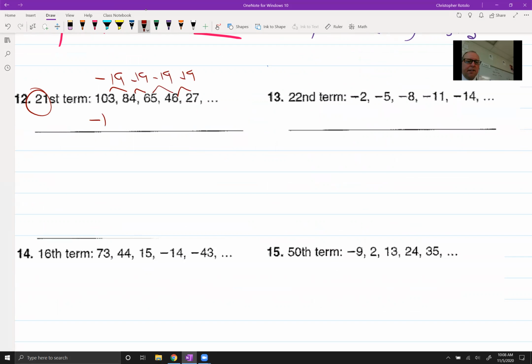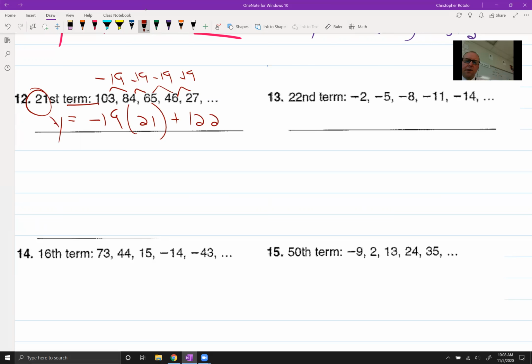So I got negative 19. We're eventually going to put in 21, but I have to figure out what would be on here. So if I add 19, I'm at 122. All right, just need someone to check the math on that one. I'm pretty sure it's right.